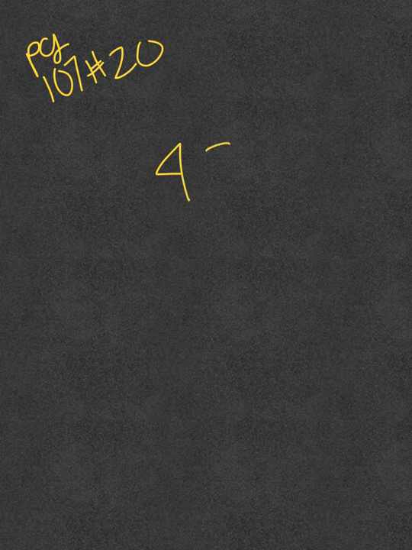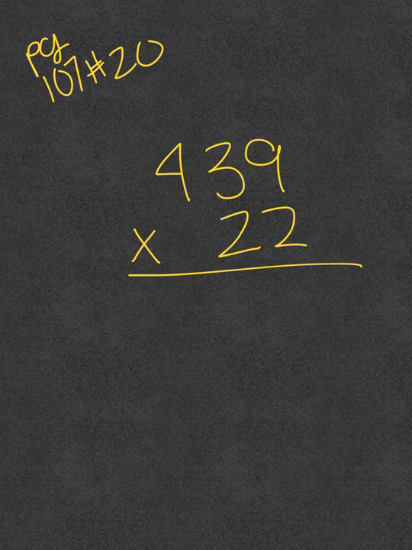All right, guys, let's take a look at number 20 on the same page, page 107. And it says for number 20, 439. I'm going to multiply that times 22. Okay, same steps are going to apply. I'll try to circle this in different colors.